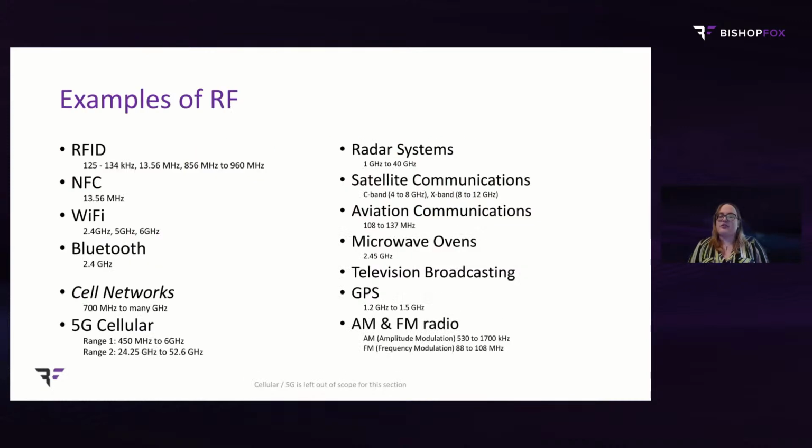So here's some examples you're probably more familiar with, and we're going to be discussing the ones on the left, kind of keeping the ones on the right out of scope for this. So we're going to be talking about RFID, NFC, obviously Wi-Fi, cell networks, and particularly 5G. Now, some cell network conversations are left out of scope for here. That's just because it could be its own talk by itself. And there's a lot to go on there, but we are going to be talking about 5th generation in a little bit.